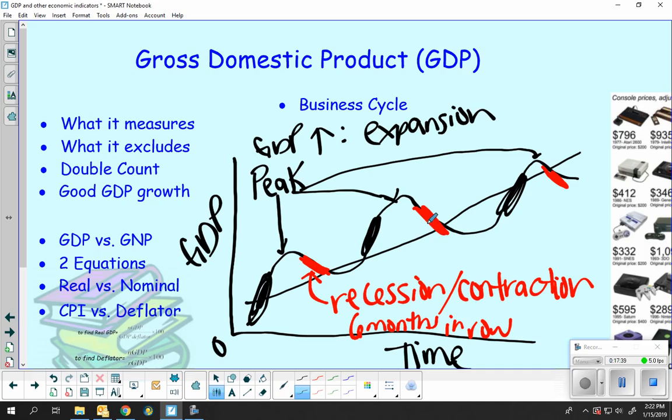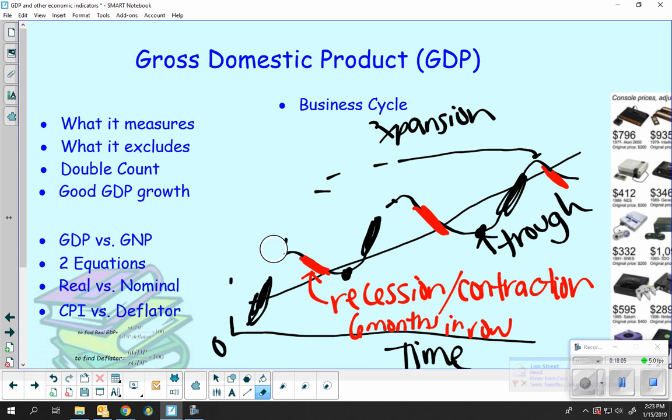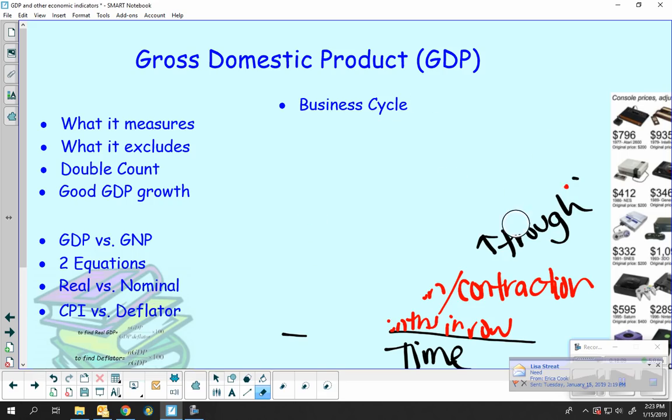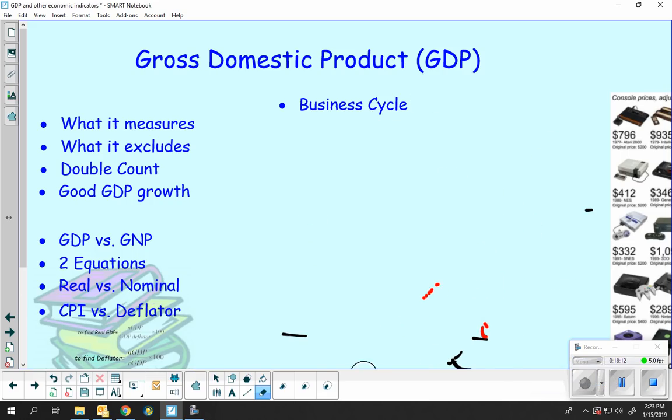But when GDP is at the very bottom, when GDP stops falling but hasn't gone up just yet, we call this a trough. Like a horse trough, a trough. Okay, that is the business cycle. Expansion, peak, recession, trough, expansion, peak, recession, trough, expansion, peak, contraction, trough, over and over again. Where in the short run we have fluctuations, but in the long run we have good, steady economic growth, hopefully growing at that 2 to 3% annually.